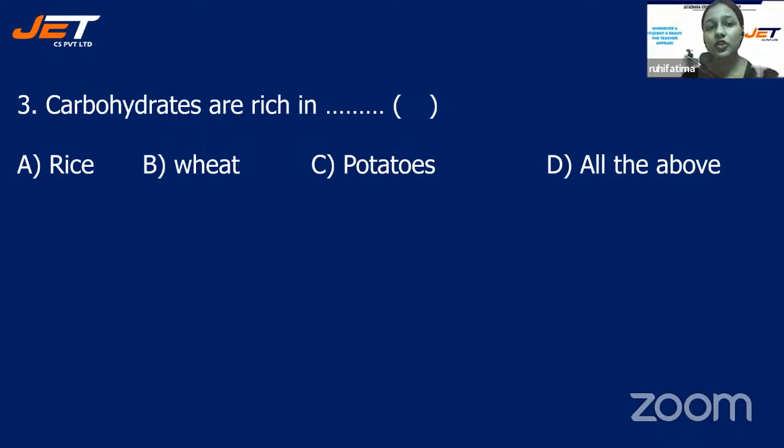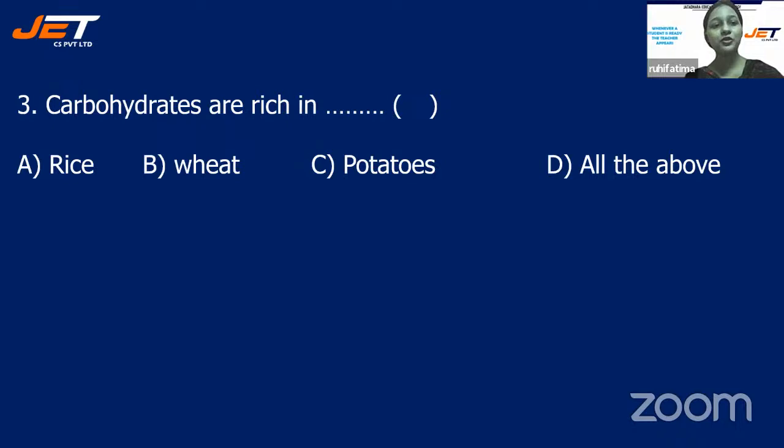Now, the third question is, carbohydrates are rich in dash. Now 30 seconds for you. Let me see how many correct responses I'm getting. Very nice. Students, time's up. Many responses I have got, that is potatoes.